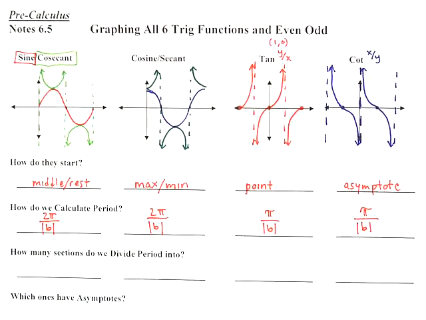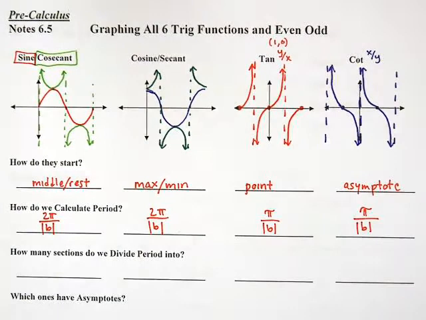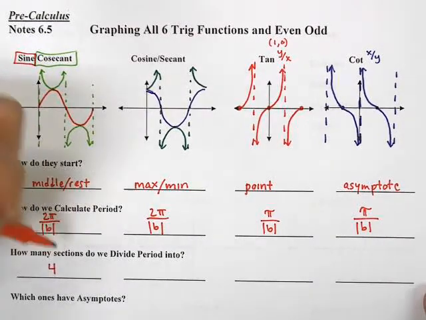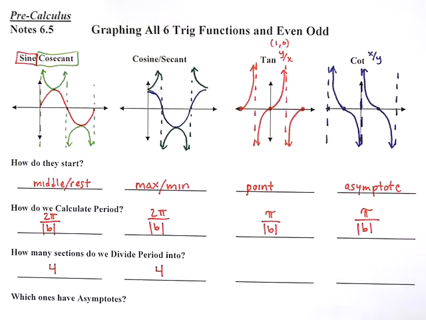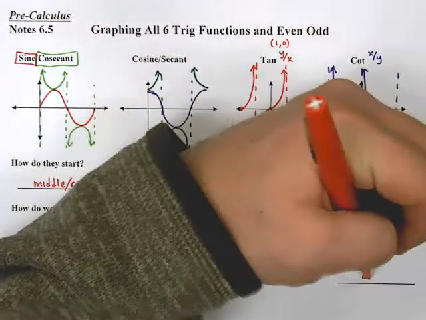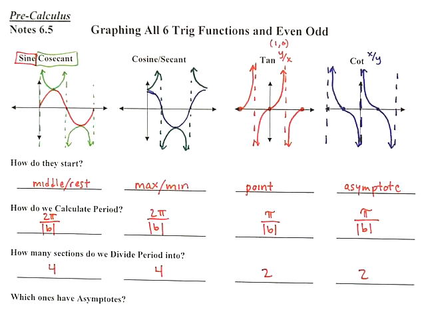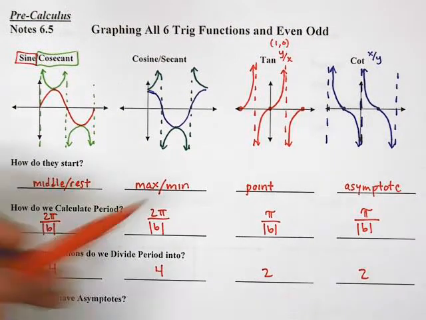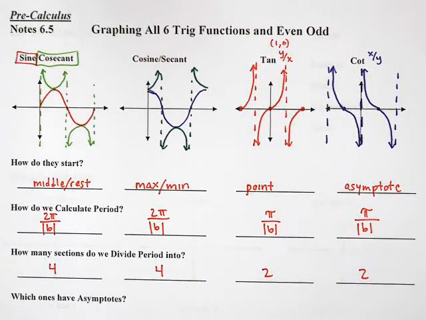Alright. How many sections? Remember, it takes a full rotation, one full rotation around a circle to complete a period of sine, cosecant, cosine, secant. So that means that's 4 quadrants, or 4 sections. We know that tangent and cotangent only take half of a circle, like a semicircle. So that's only 2 quadrants, or 2 sections. That's why once we have the period, for these 4 graphs, we always divide by 4, and for these 2 graphs, we always divide by 2.